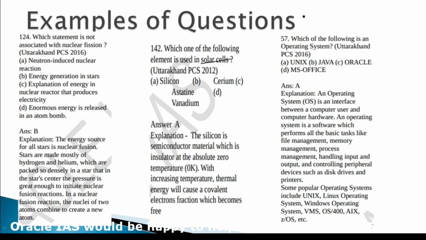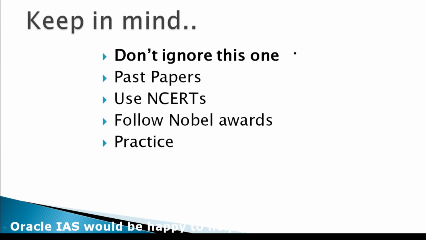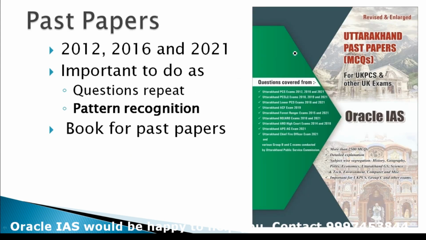and they have asked very simple questions about computer science. So I have taken all these snips from our past papers book, where we have solved all the past papers, not only of PCS exam, but you can see also of different exams. For example, we have covered lower PCS, we have covered PCSJ, we have covered ACF exams and FRO exams and ROARO, and there are a number of exams that we have solved the papers. So we have a decent collection of questions in that book.